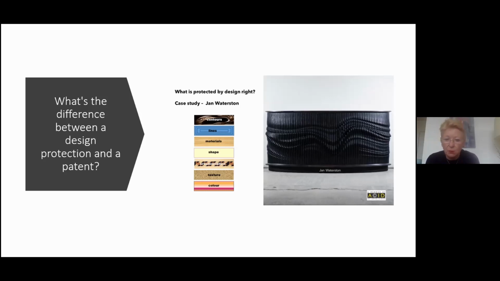The ornamentation, what do I mean by that? Well, that's what you put on the surface area of a design. The texture, it may be that your design has a certain texture in it, and also the colour can be protected. So all those 7 criteria, one or all of them, can be used to protect your design.